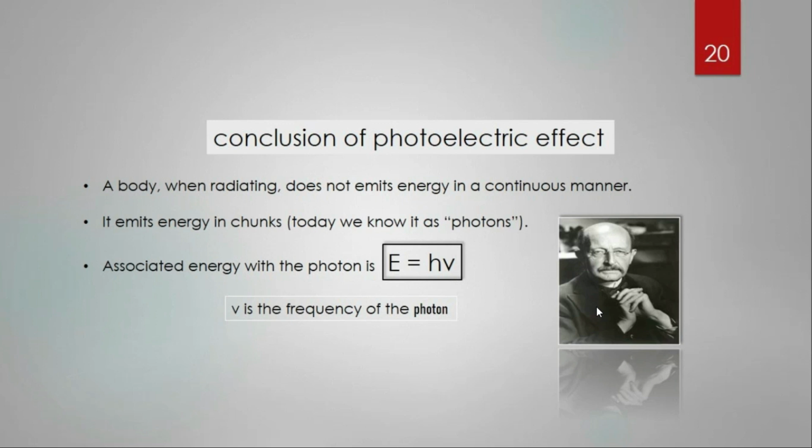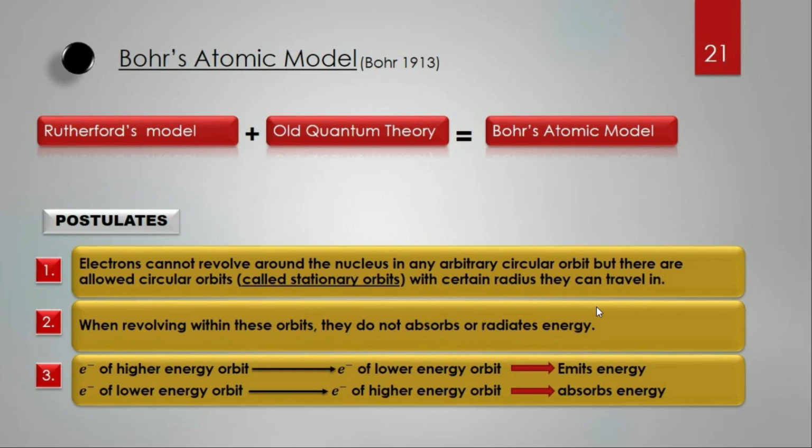Now we are ready to go into Bohr's atomic model. Bohr's atomic model is nothing but a combination of Rutherford's atomic model and old quantum theory. It has three postulates. The first postulate states something like this: electrons cannot revolve around the nucleus in any arbitrary circular orbit, but they are allowed in circular orbits with certain radii, and these orbits are called stationary orbits.